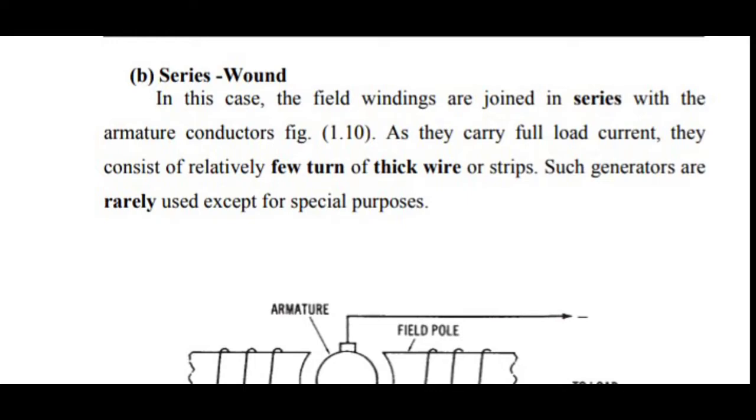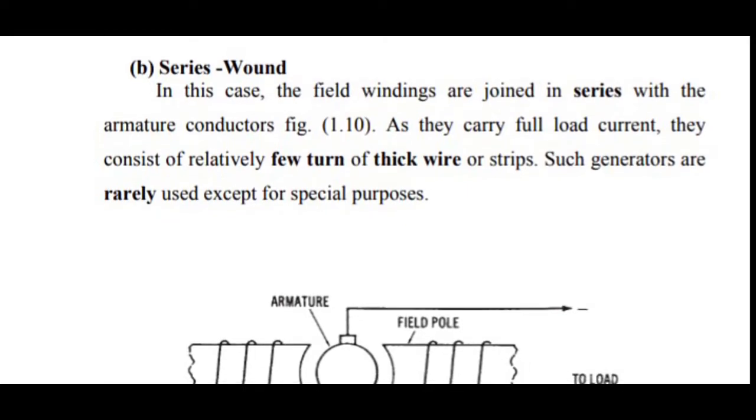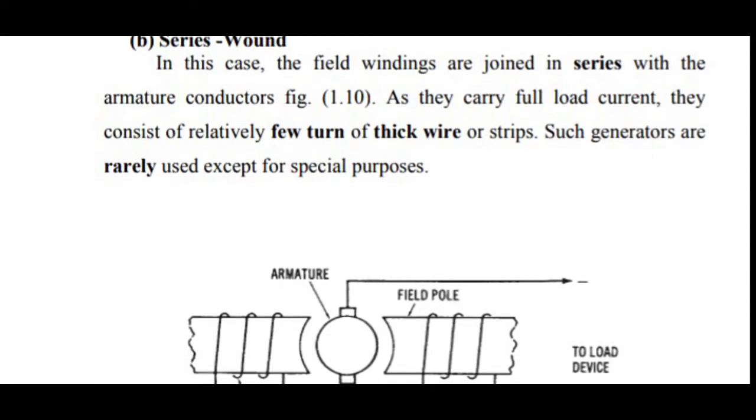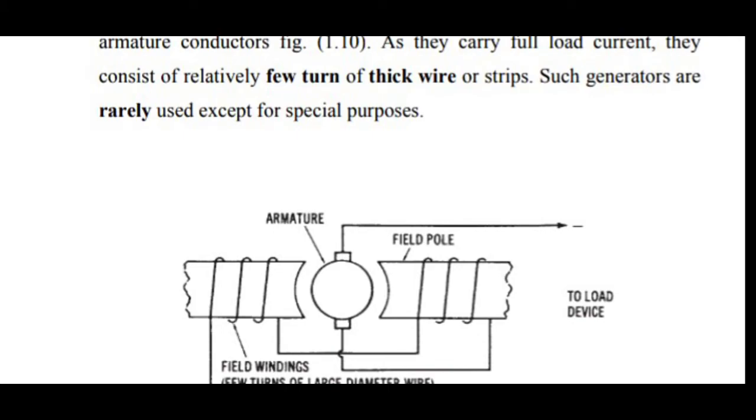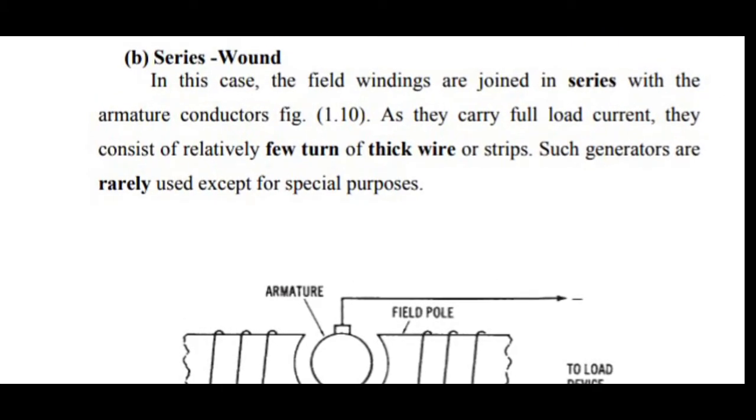In this case, the field windings are joined in series with the armature winding. As they carry full load current, they consist of relatively few turns of coil or strip. Such generators are rarely used except for special purposes. So in series wound machines, the series field turns are connected in series to the armature winding. A field winding connected in series to the armature winding is called a series field winding, and the machine is a series field machine.